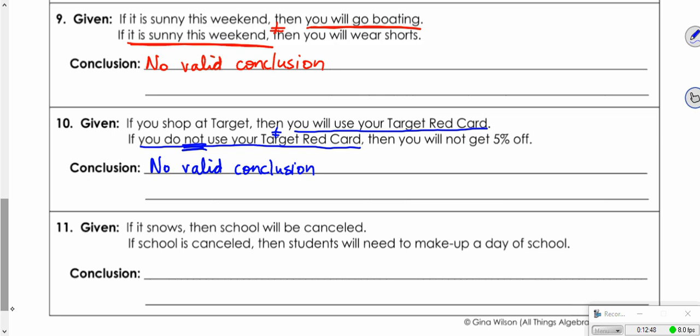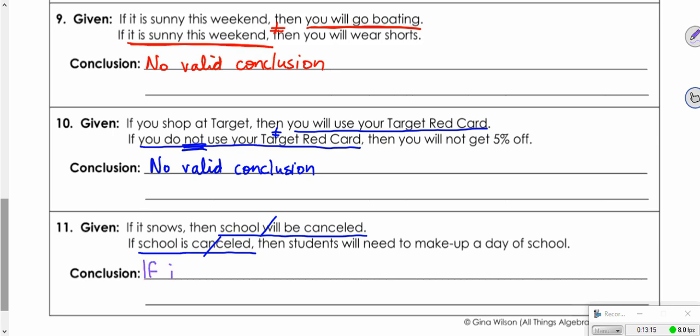Last one. If it snows, then school will be canceled. If school is canceled, then students will need to make up a day of school. Okay, sorry. If it snows, then students will need to make up a day of school. Again, school will be canceled. School is canceled. Those are the same thing. They kind of, again, cancel each other out, if you will.